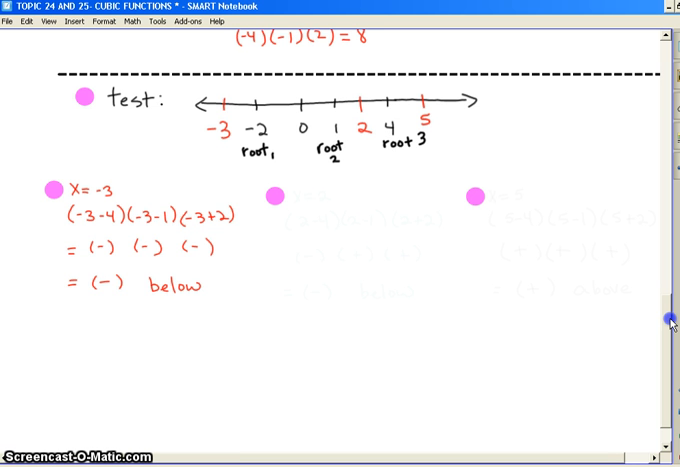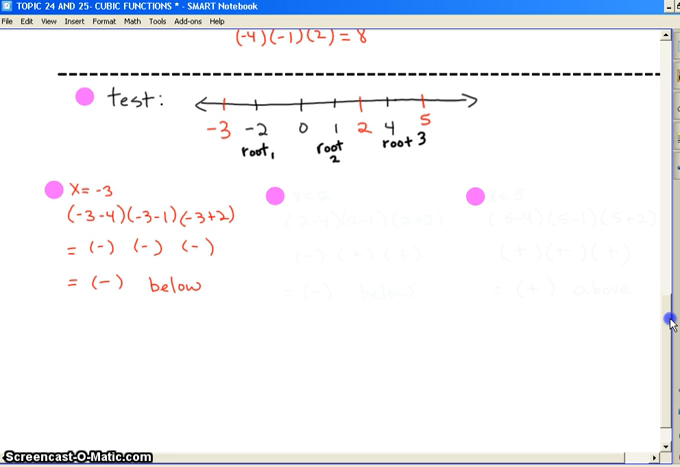So when I plugged in negative 3 for x, that was x minus 4. What's negative 3 minus 4? Negative 7. So all I really care is that it's negative, so I'm going to put a negative symbol. And negative 3 minus 1 is how much? Negative 4, so just put the negative. Negative 3 plus 2, negative 1. So when you multiply a negative times a negative, what do you get? Positive. And positive times negative, the result is a negative number.